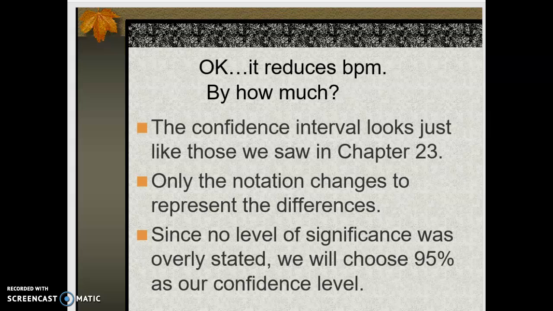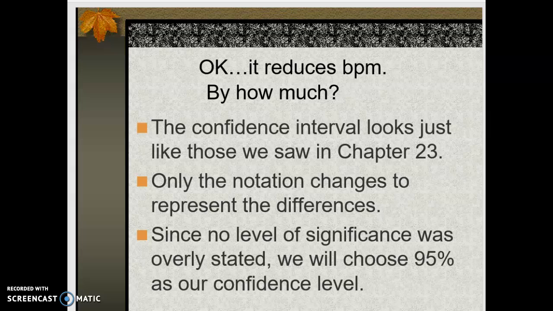So then the next question is, by how much would we expect it to reduce the beats per minute? In our sample of 10 guys, it was 2.8 beats per minute. But what would we expect that to be? Certainly not exactly 2.8. So this is screaming for a confidence interval. It looks just like what we did in chapter 23, only notation changes here.